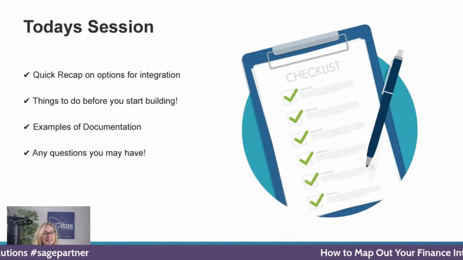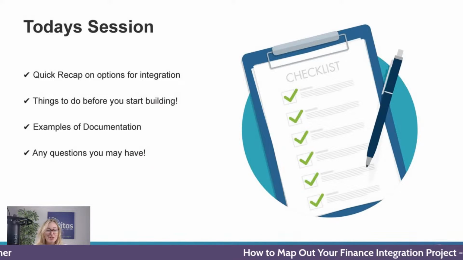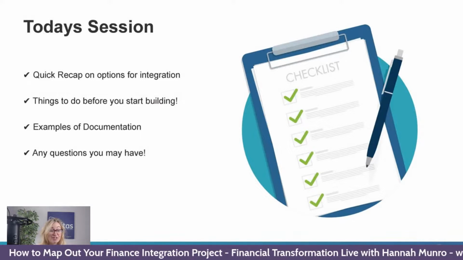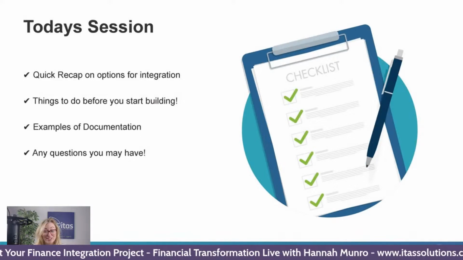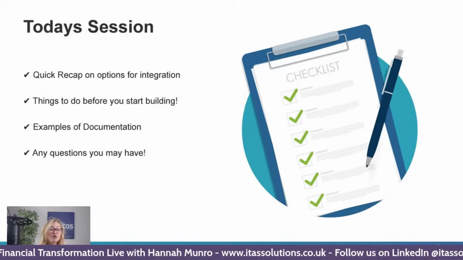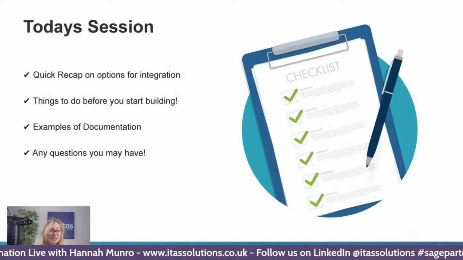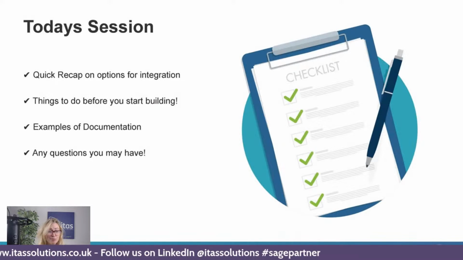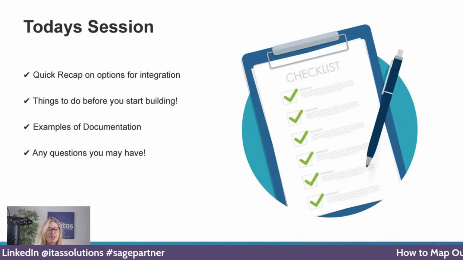Okay. So what we covered was a quick recap on options for integration. I talked through a couple of things to think about before you actually start building. In fact, pretty much everything we covered today was all pre-build. These are conversations you should be having before you even start developing an integration. I showed you some examples of object maps and field sets and things you need to think about.